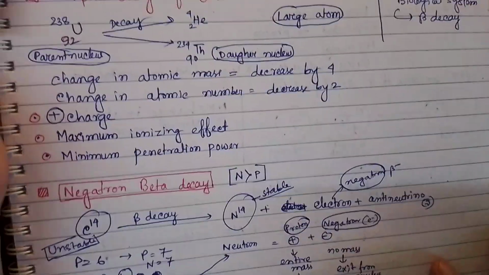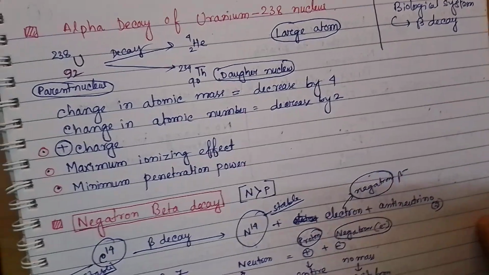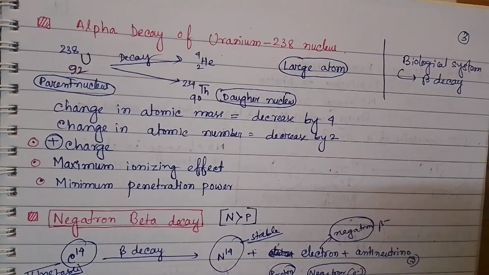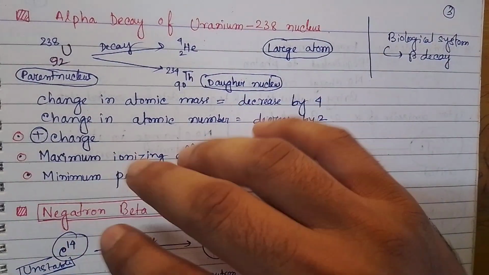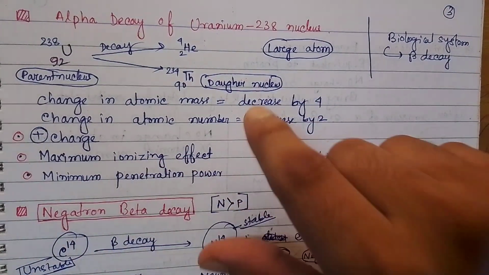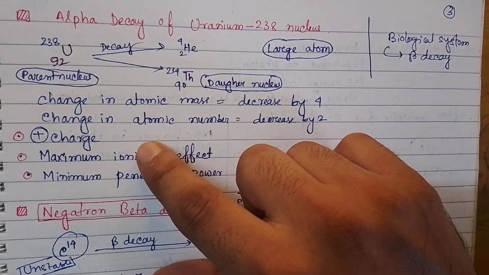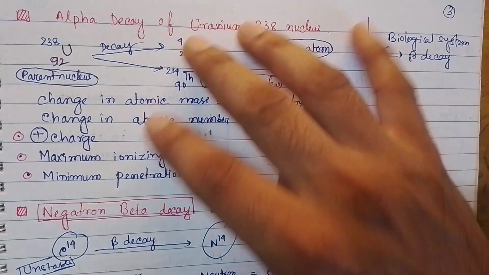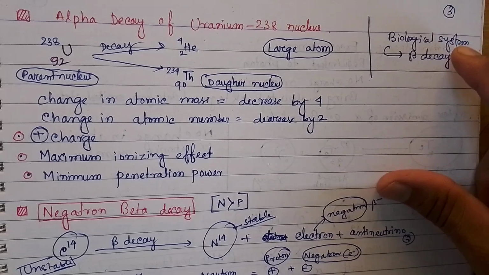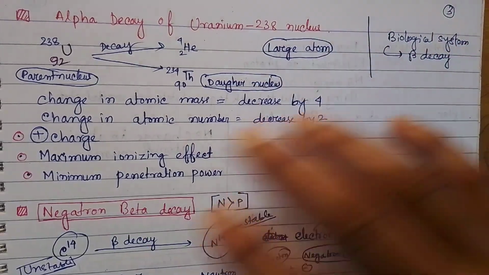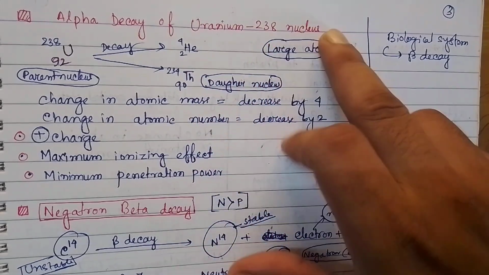Okay, got it. Now we'll go to the alpha decay of the nucleus. Yes, now the alignment is perfect. We will now understand what the alpha decay of the uranium 238 nucleus is. Among all the decays, in biological systems the beta decay is mostly found, but now consider the alpha decay of the uranium 238 nucleus.